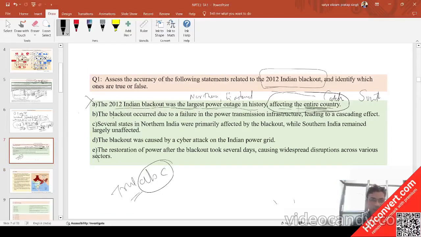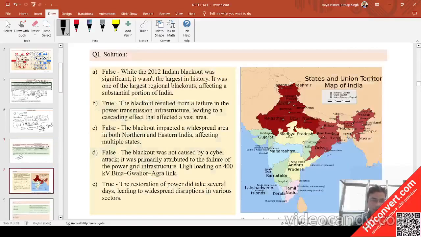Second, the blackout occurred due to a failure in the power transmission infrastructure, leading to a cascading effect. That's true. Why? Because here you can see the blackout resulted from a failure in the power transmission line, leading to a cascading effect in the vast area. How has this happened? This is due to one 400 kV line between the Bina, Gwalior, Agra link. The high loading was there.